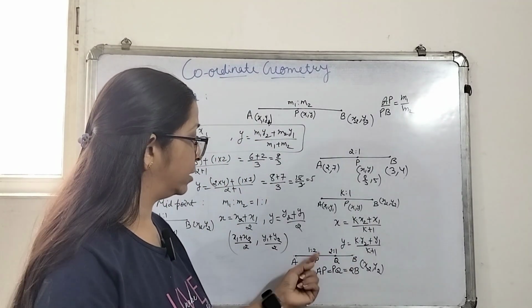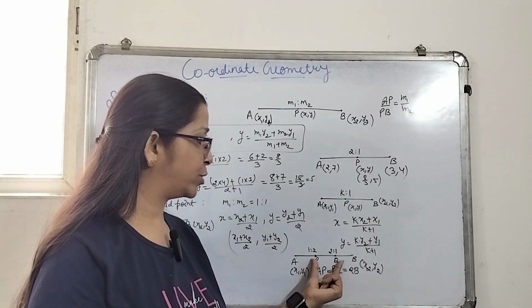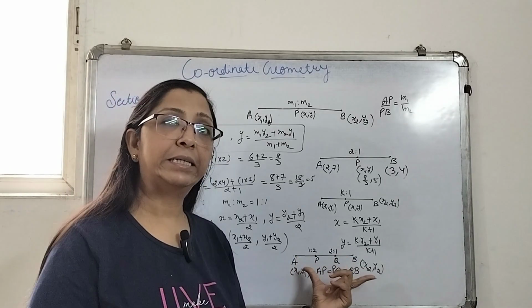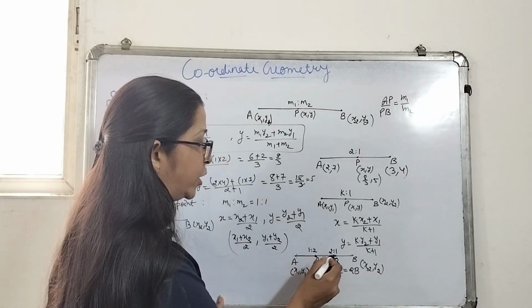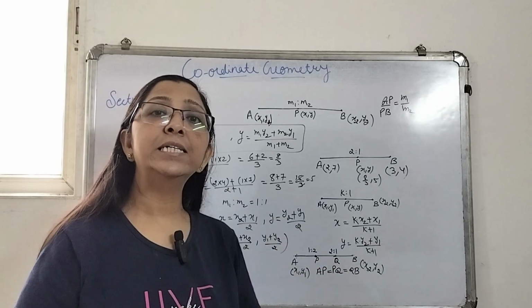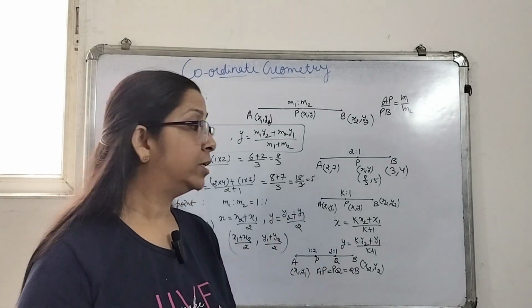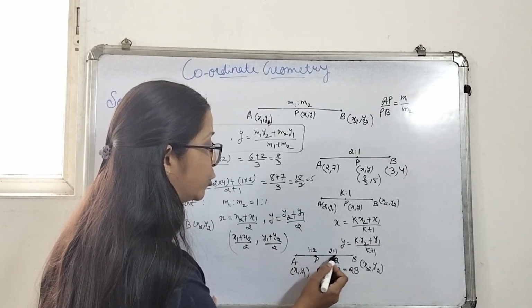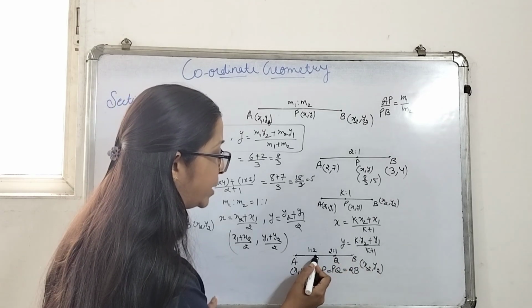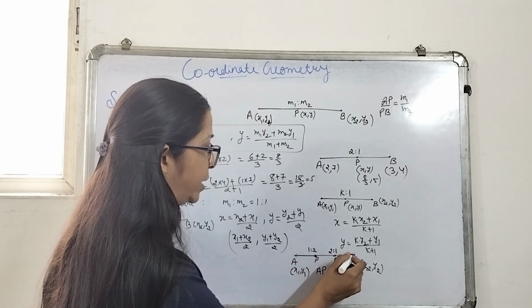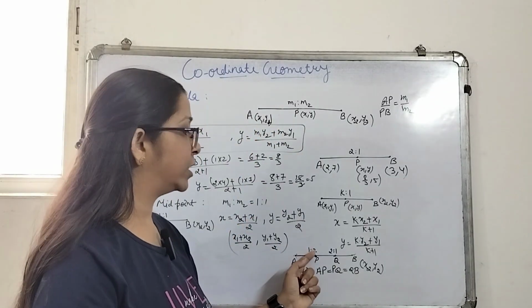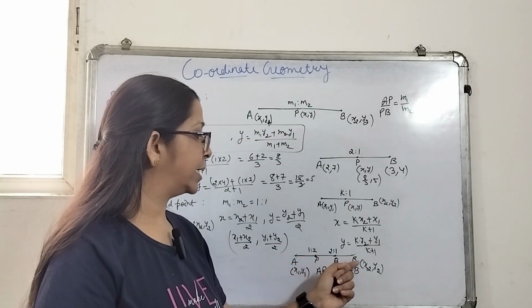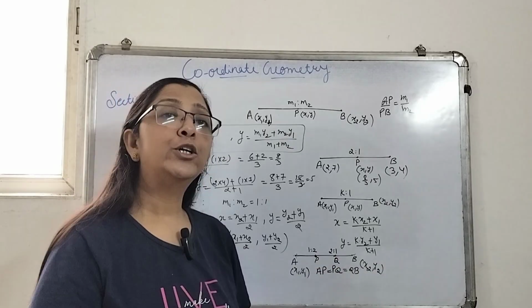It must be clear that 2 points we have to take, and these 2 points will be dividing the line segment into 3 parts. One is your AP, then your PQ, and then your QB, and these 3 are equal in measurement. So AP is equivalent to PQ is equivalent to QB. That means P is dividing the line segment AB into the ratio 1:2. So m1:m2 is your 1:2, and Q is dividing the line segment AB into the ratio 2:1.